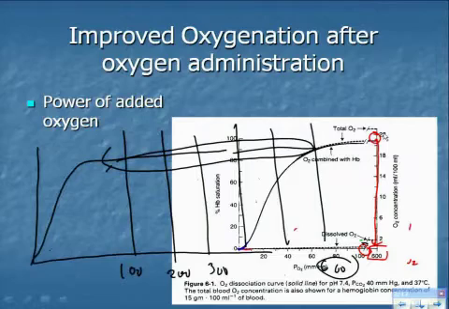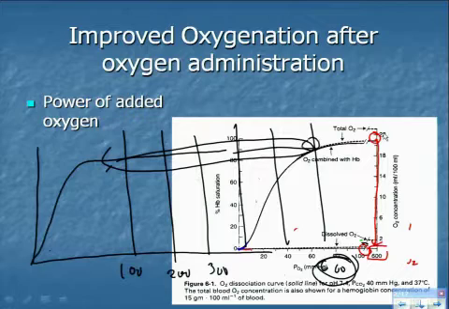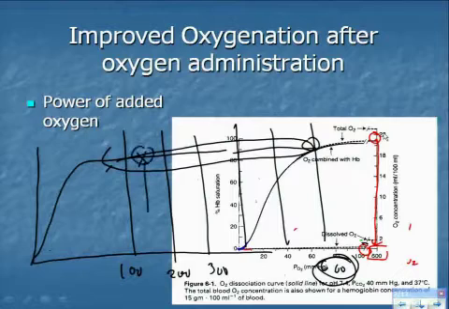So if you have somebody on 100% FiO2, which means that their PaO2 should be 600, and now let's say you collapse one lung. You've main stem intubated the individual, and now you're only at 40% of lung function. You're still going to drop down to here, and PaO2 is going to be at 130.